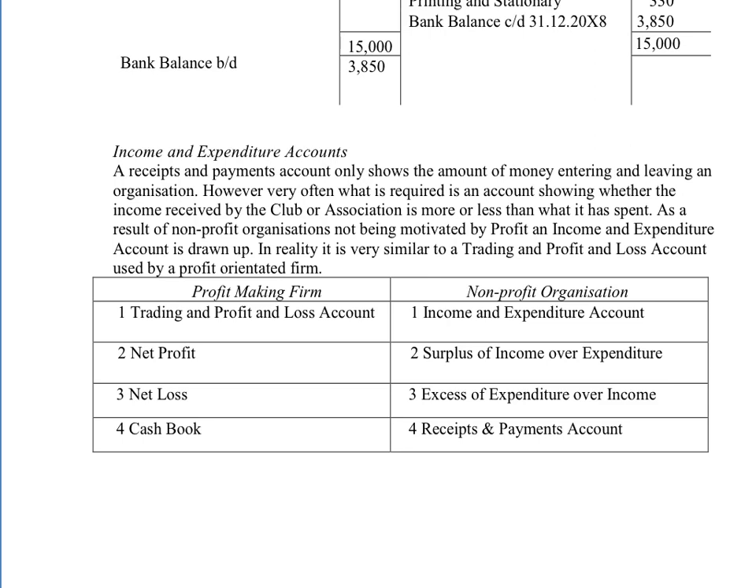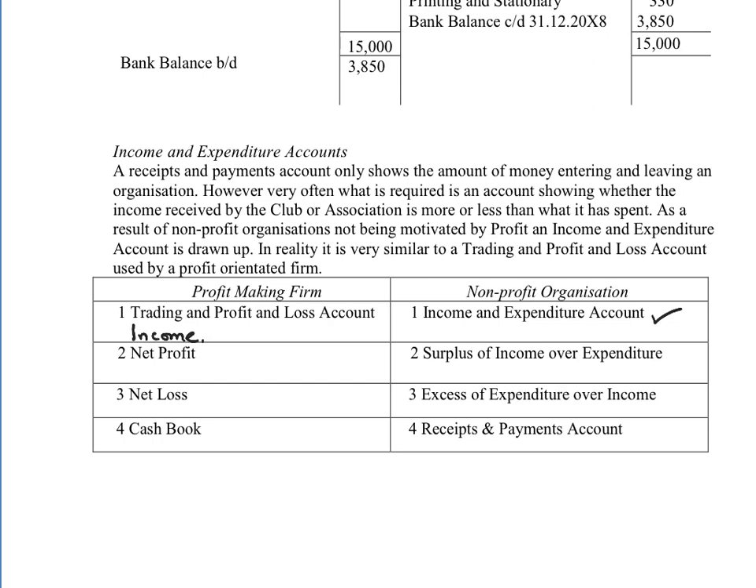So a club or a charity would also have to draw up the equivalent of a trading and profit and loss account, or an income statement as it's now called. Except because it is a non-profit organisation, we don't call it a trading and profit and loss account or income statement. We call it an income and expenditure account. And the reason you draw one up is so that the members who are paying a subscription, or the charity that's running on behalf of a good cause, know that the money isn't being misused. It's being used for the benefit of the charity or the members, in the case of a club.